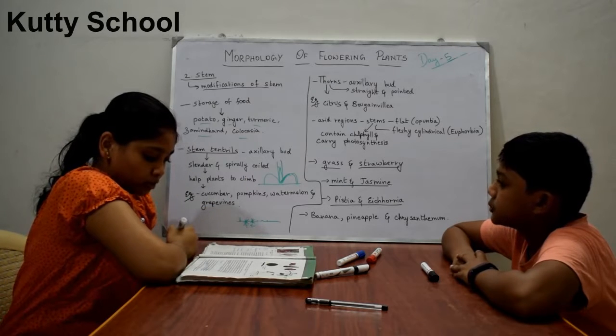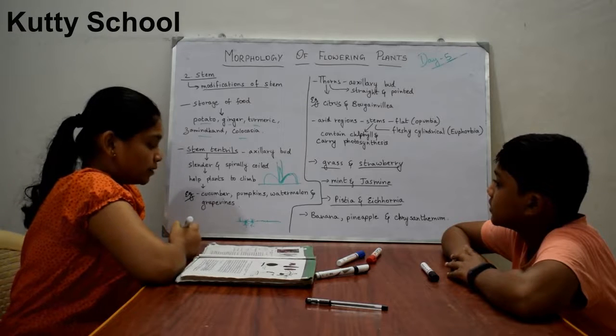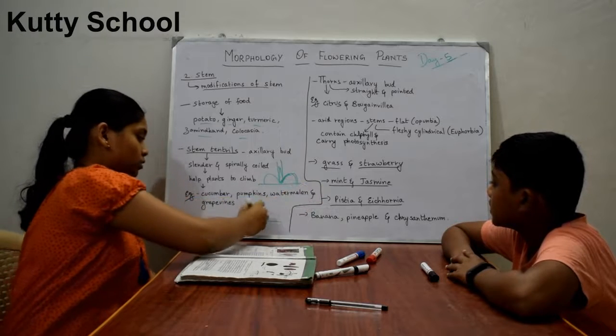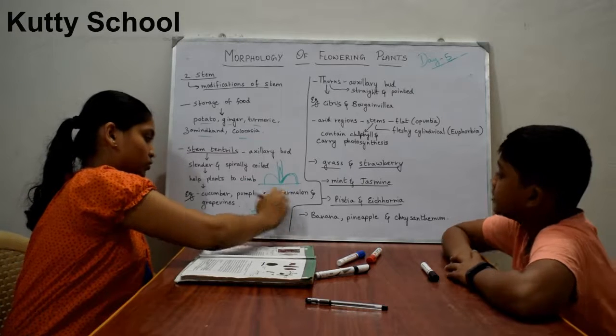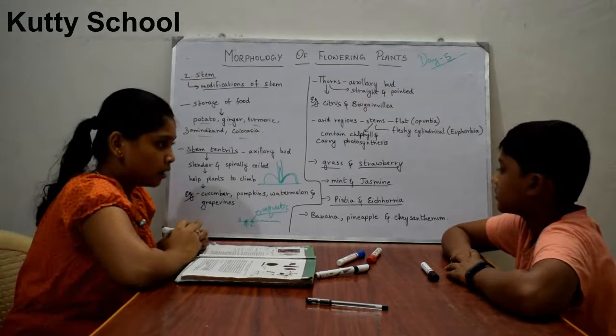And tufts of roots is found in aquatic plants like Pistia and Acornia. So it is found in aquatic plants, on the surface. Pistia and Acornia.